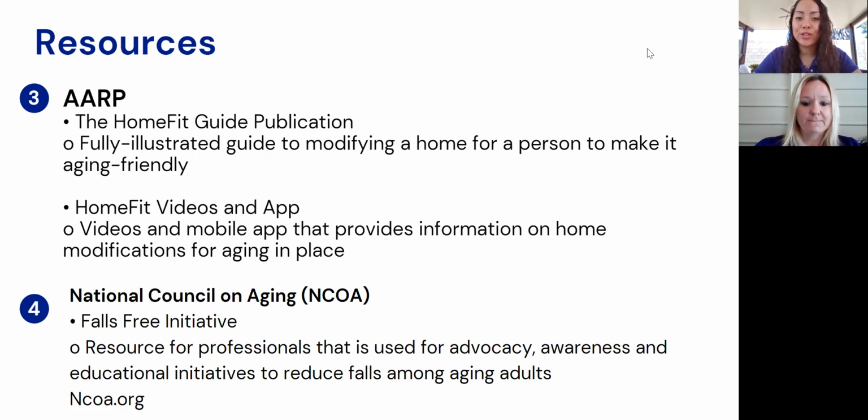Okay, and two other great resources. AARP has a HomeFit Guide publication, which is a fully illustrated guide to modify a home to make it age-friendly. There are also HomeFit videos and a mobile app that provide information on home modifications for aging. And number four is the National Council on Aging, which has a Falls Free initiative with resources for professionals, used for advocacy, awareness, and educational initiatives reducing falls among aging adults. The website is ncoa.org for more information.